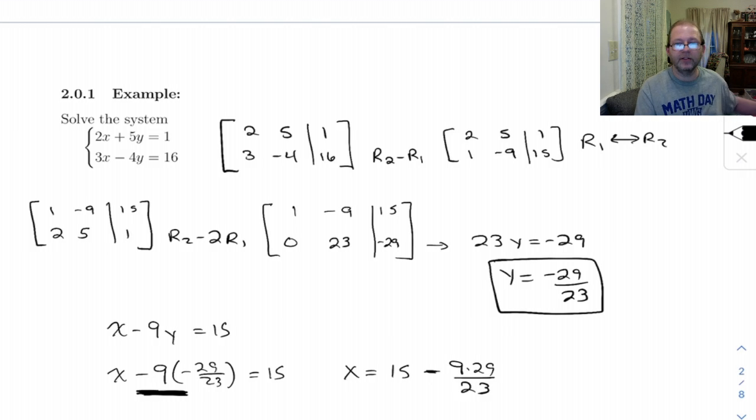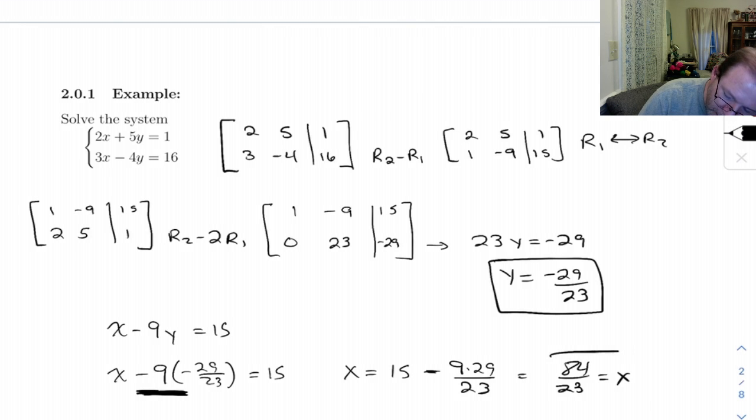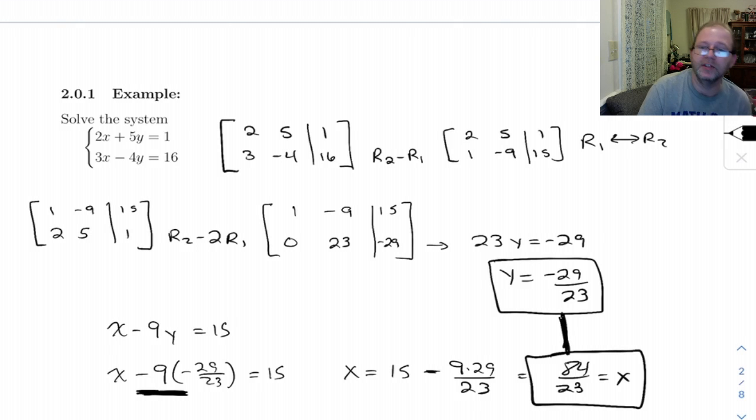Now, that is exactly the type of problem that a calculator is made for. 15 minus 9 times 29 over 23 gives 84 over 23. I'll be honest, I made this problem up intending it to have a nice solution, but it didn't. So anyway, that's how we can solve that using Gaussian elimination with back substitution.